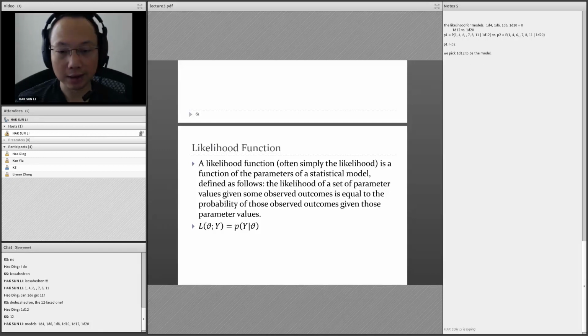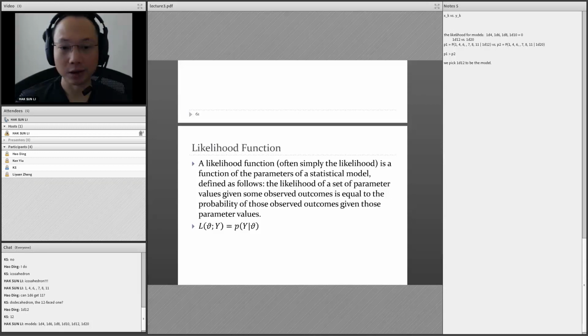So this is the spirit behind the maximum likelihood principle. What exactly are we doing? It's basically saying that among all the possible models that we choose.